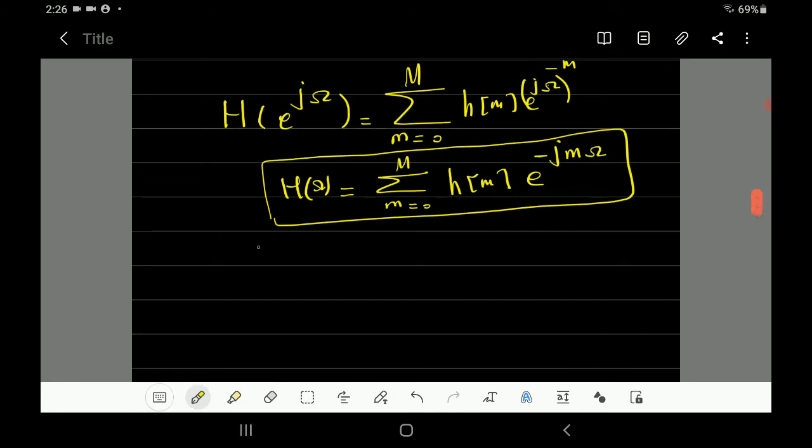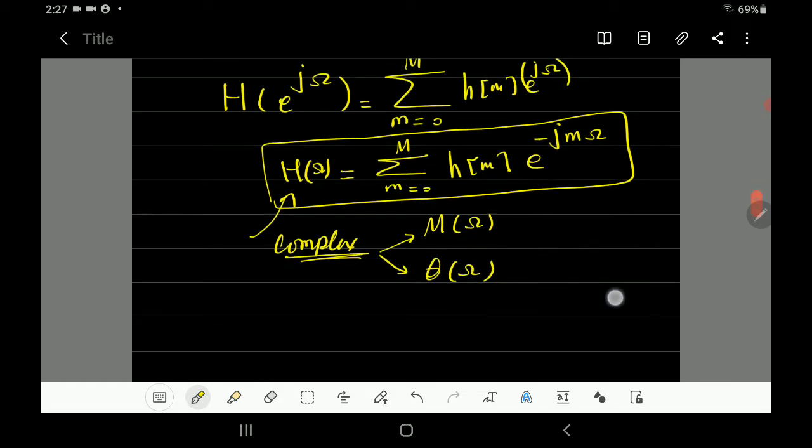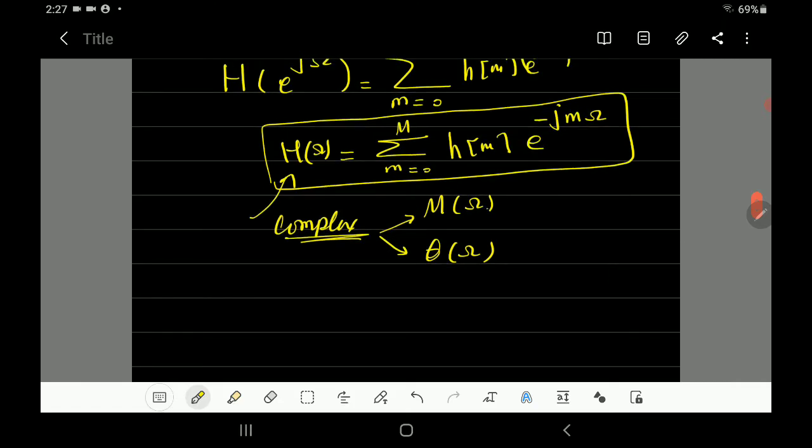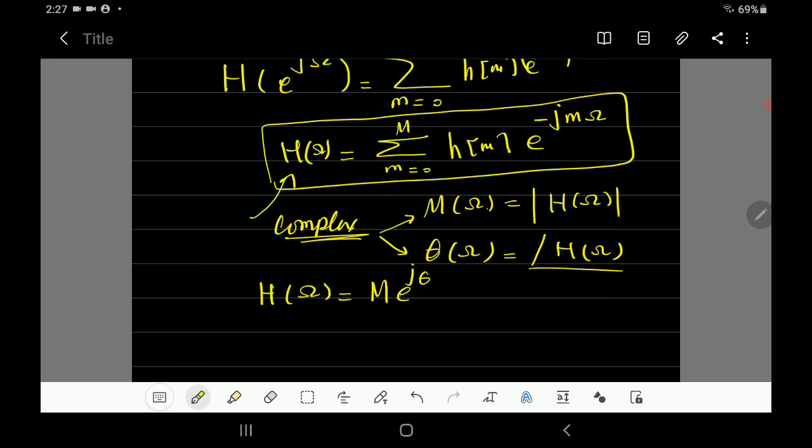Of course, that in general is a complex variable. And since it is complex, it can have a magnitude, which is a function of the frequency omega, and an angle, also a function of the frequency. How do you find the magnitude? You find it by taking the absolute value of the function H, and the angle, you find the angle of the whole H. So you can write in the end H of omega is equal to the magnitude times the angle, and they are all functions of omega. That will be the final one.